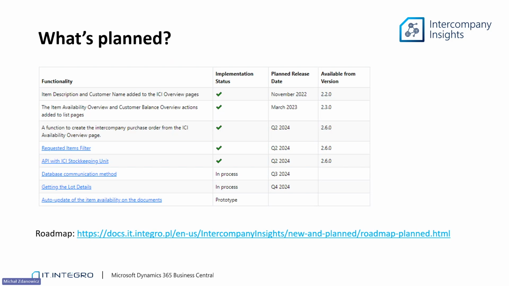So what we would like to implement is when you're accessing this document card, this inventory availability data will be automatically refreshed. So you don't need to hit this action. It will be automatically executed when you access the document. So that's our goal.